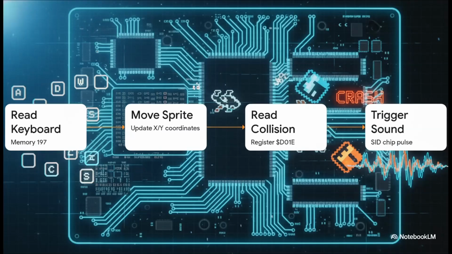Step 2, mathematically update the sprite's position on the screen. Step 3, check memory address D01E to see if the hardware's native collision detection got triggered. And Step 4, pulse the SID chip to create that classic engine sound. This exact loop repeats thousands of times a second, just constantly commanding the hardware.